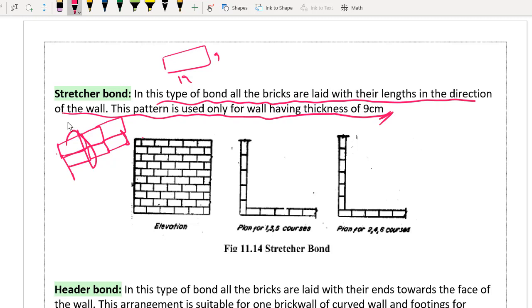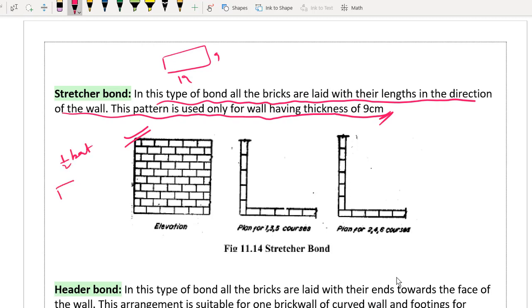कैसे आप मैनेज करोगे विदाउट दिस जॉइंट्स? That's why I will be using my off bat and I will be using my queen closers. याद आ गया ना, क्वीन क्लोजर हमने क्यों ब्रिक को कट किया था? For this only we have cut it. So here I will be using off bat.